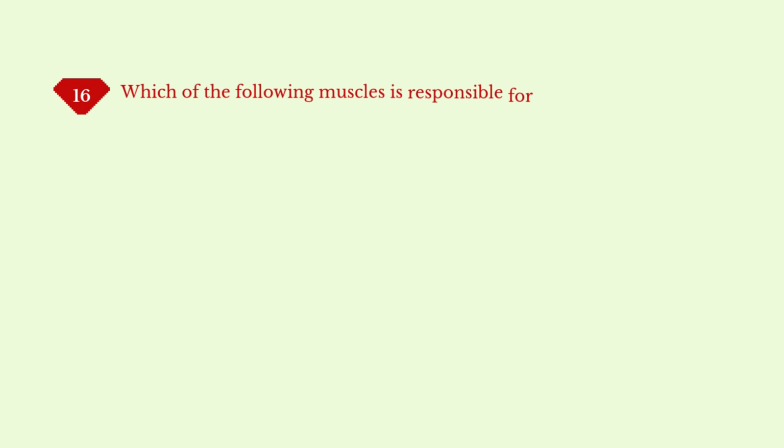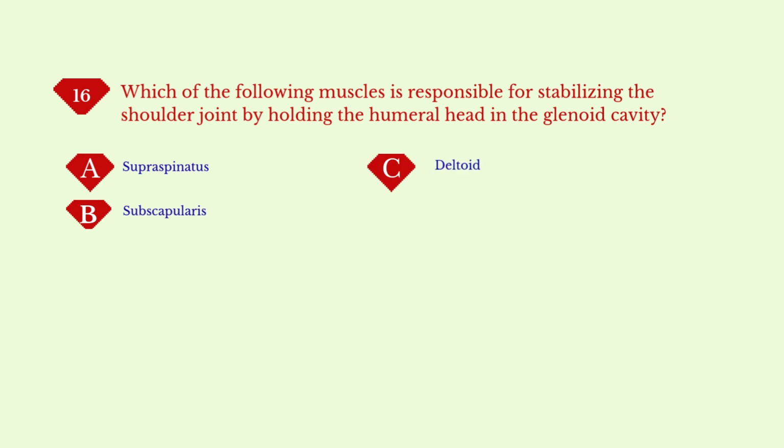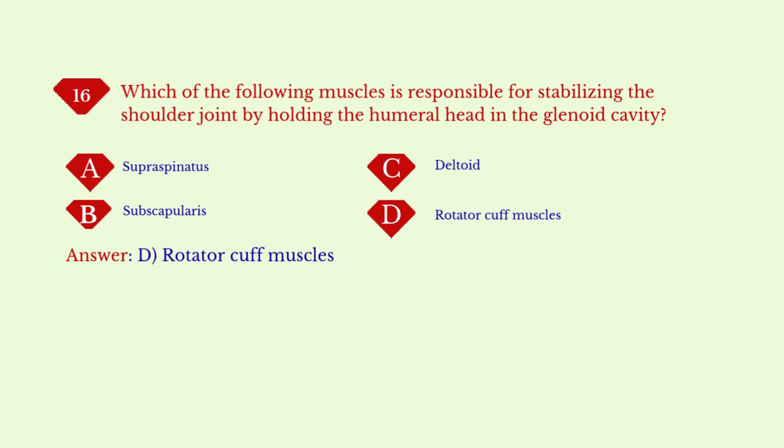Which of the following muscles is responsible for stabilizing the shoulder joint by holding the humeral head in the glenoid cavity? A. Supraspinatus. B. Subscapularis. C. Deltoid. D. Rotator cuff muscles. Answer: D. Rotator cuff muscles.